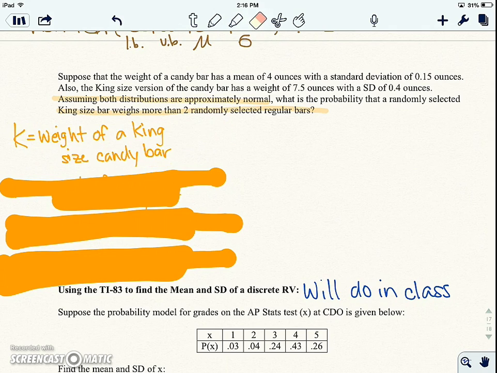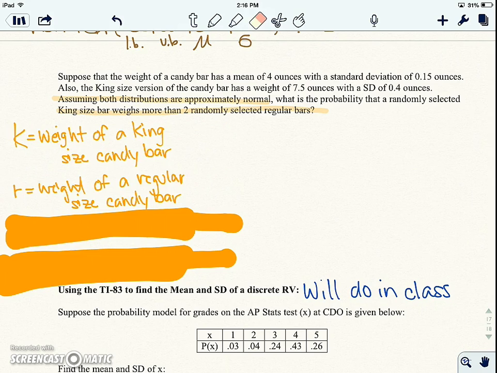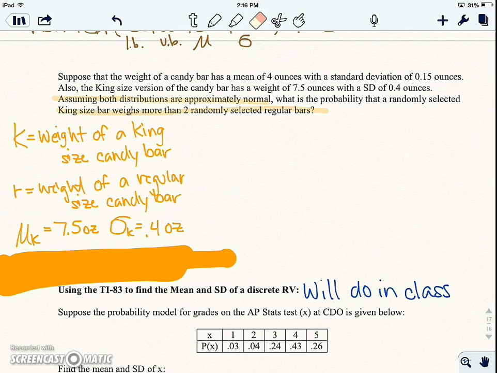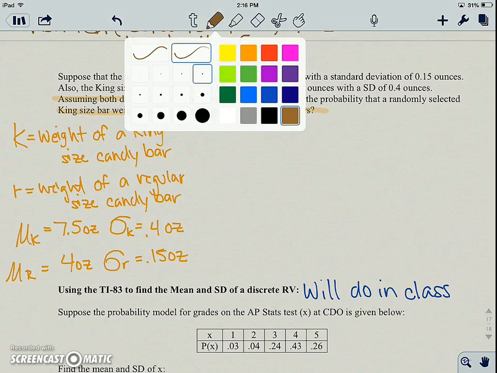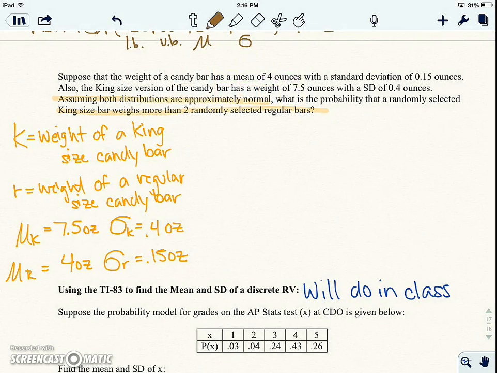So again, list what K and R are. K is for king size, R is for regular. And then we've got our mean and our standard deviation. So we've labeled everything and defined everything. And now we have to look at what we're asking. We want the probability that a king-size candy bar weighs more than 2 randomly selected bars. So what we really want is king size being greater than 2 randomly selected bars.